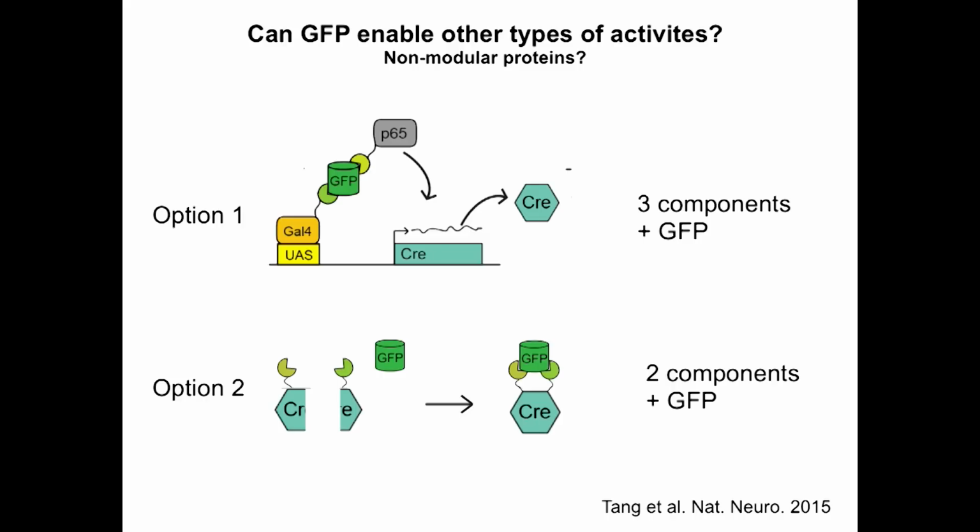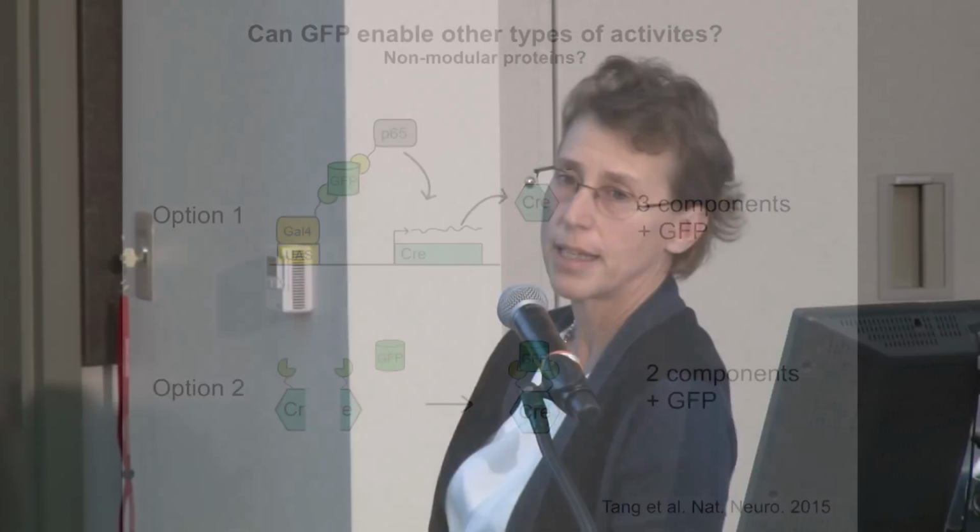So this was very hard to get to work, but Jonathan managed to do it. It was not obvious where to fuse these things, how to make these linker structures, where exactly to split the Cre, but he managed to get it to work. There were a couple hundred constructs that went into this.